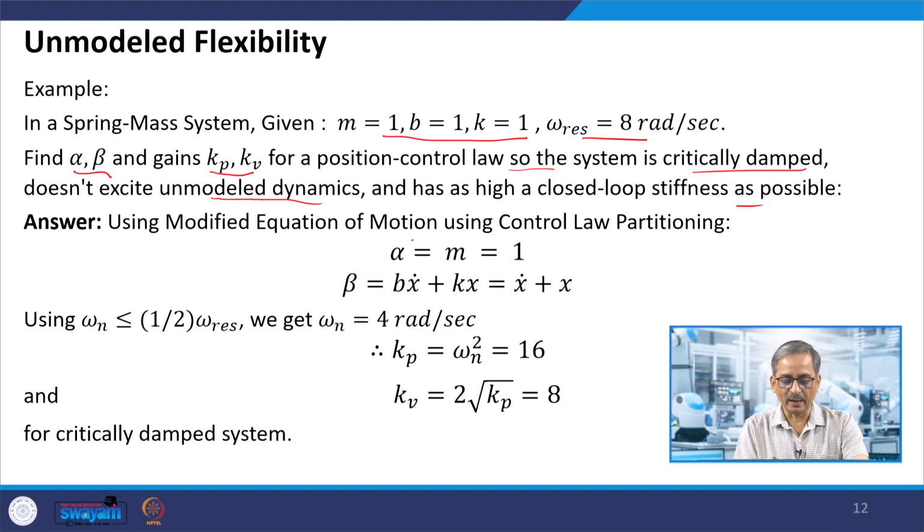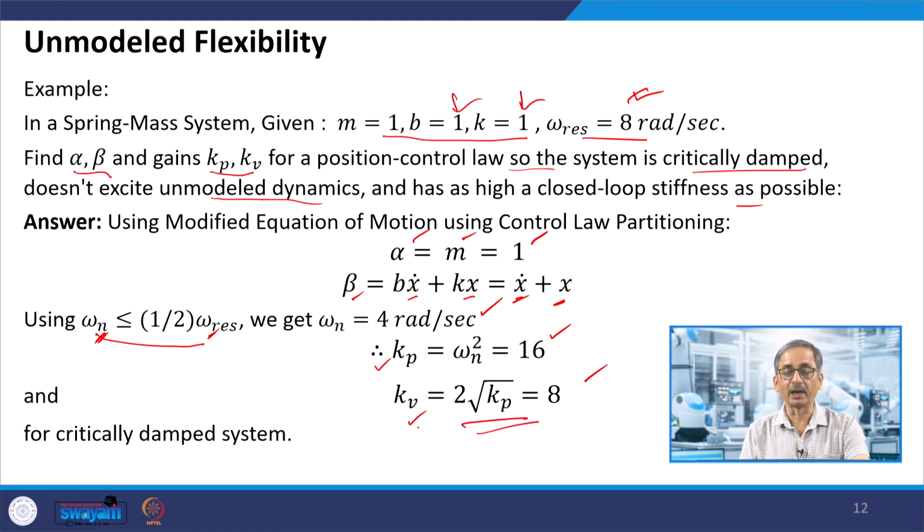So, here we have alpha as m, which is equal to 1, and beta we have seen is b x dot plus k x. If we substitute the values of b and k, I have x dot plus x. And this omega n has to be less than or equal to resonance by half. The resonance is 8, so from here I can get omega n as 4 radian per second. So, my Kp will be omega n squared and Kv will be 2 root Kp. This is what we have seen for the critically damped system. You can correlate this with the previous lecture.